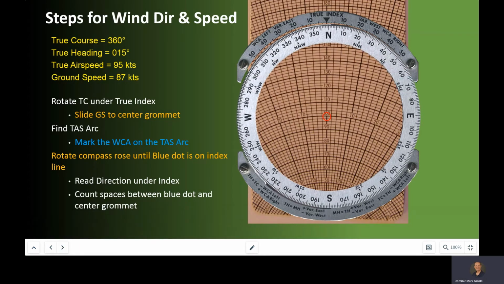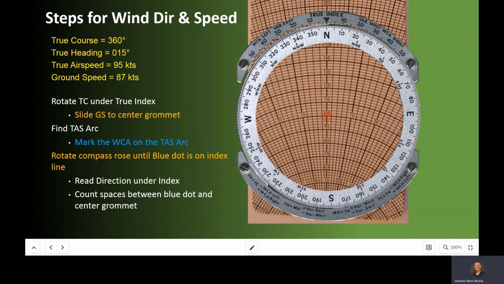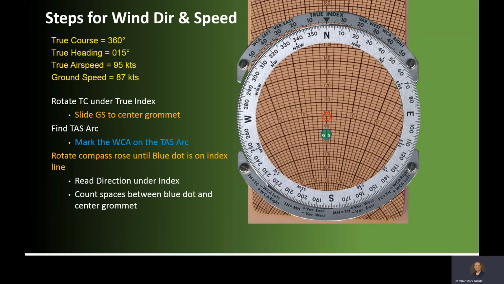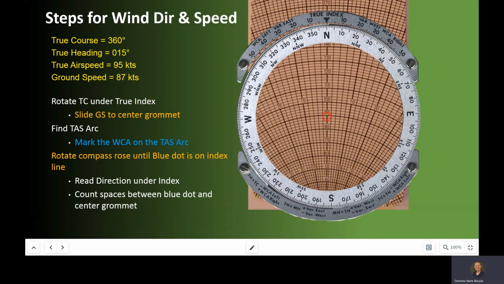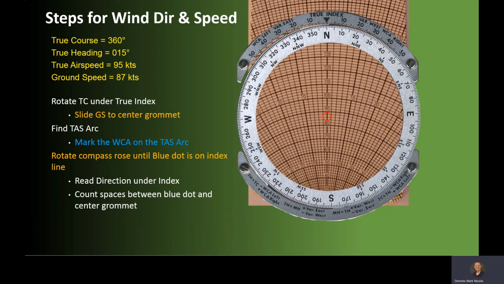There it goes, rotating now. Second step is to slide the ground speed to the center grommet, ground speed of 87 knots. We'll find that down there. Center grommet in my picture here is red. I'm going to slide that up. We get 87 under my center grommet.